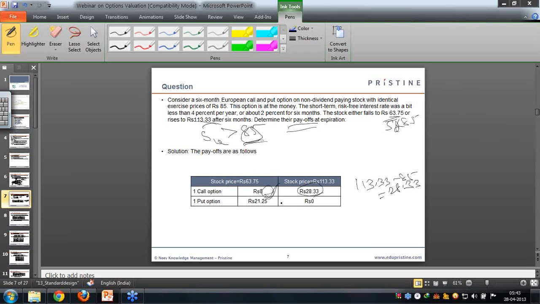In case of put option, it is the other way around. We'll have a positive payoff when the price is lesser than 85, and the payoff will be 85 minus the 63.75, which will be 21.225. And in case of 113.33, we don't execute the option, so the payoff will be 0. Okay, so let's proceed forward.